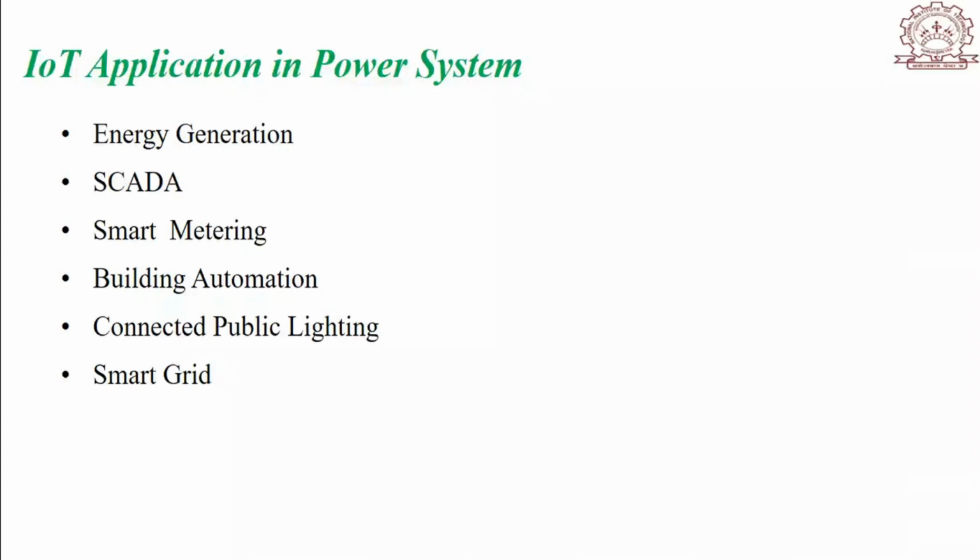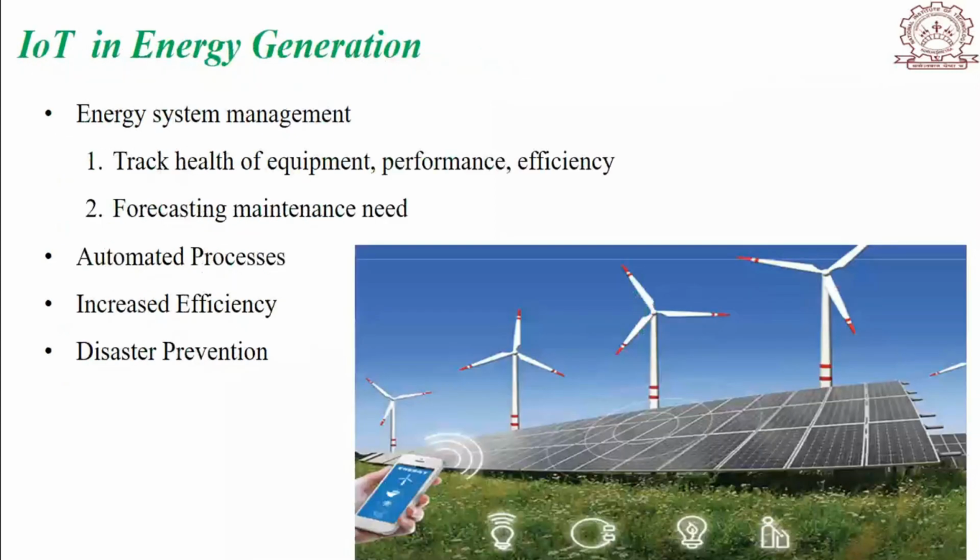I have given this example already, that wind and PV can be monitored on the mobile phone itself. So track the health of equipment, performance, and its efficiency, and forecast the time of maintenance needed, at which time maintenance is required. So it is an automated process, with increased efficiency and some disaster prevention.